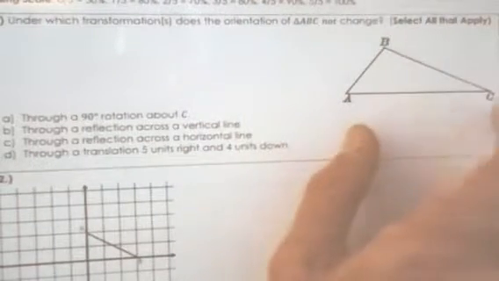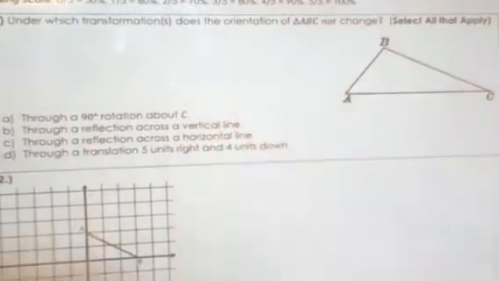All right, exit ticket 4.04. Under which transformation or transformations does the orientation of ABC not change? So orientation meaning when we go from this to its transformation, when we go clockwise, does A go to B and then to C? If B follows A and C follows B on the transformation, then orientation stays the same, does not change.